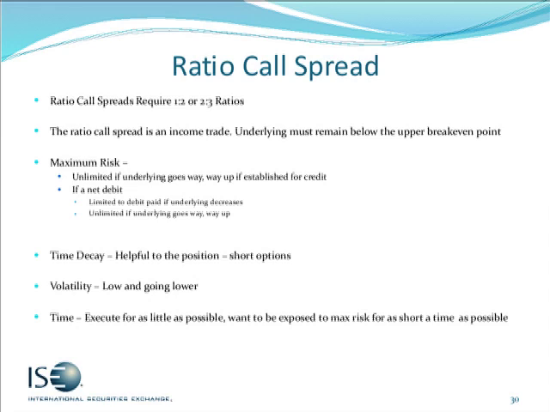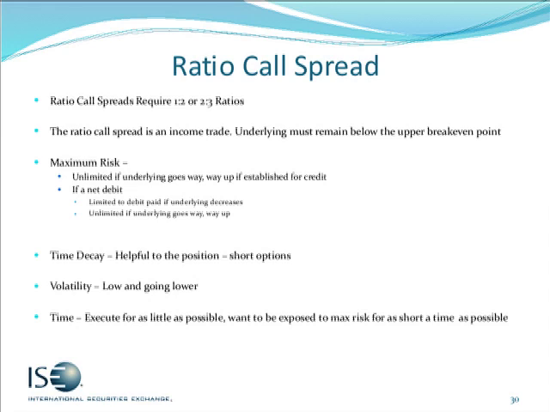Again, 1 to 2 ratio. It is in fact an income trade. All right. Remember, in most cases, in an income trade with options, you identify your potential reward by the income that you take in. With the ratio call spread, the underlying must remain below the short strike.